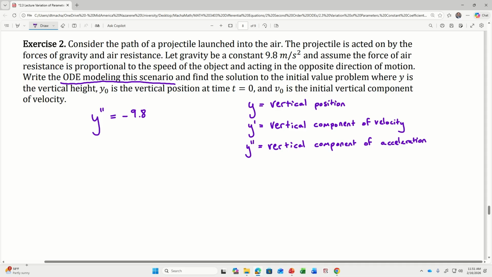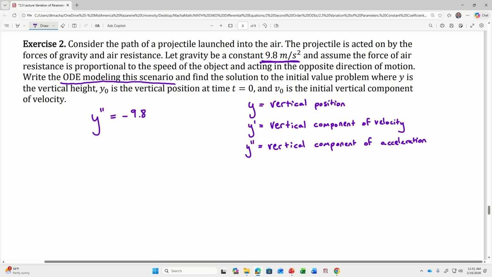Gravity is a force that's proportional to the mass of an object, and since F equals ma, gravity near sea level on Earth is a constant acceleration. 9.8 meters per second squared is acceleration. And since this is going to be acting in such a way to accelerate our object down and reduce its vertical position, I think that the vertical component of acceleration should be negative 9.8.